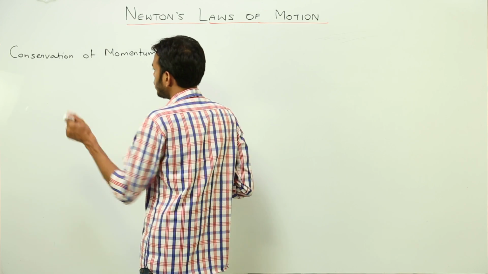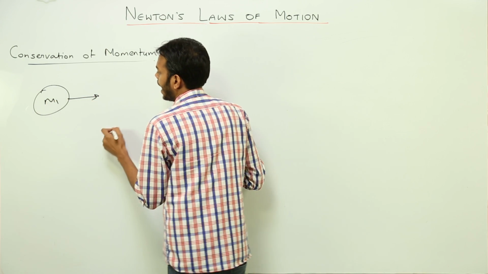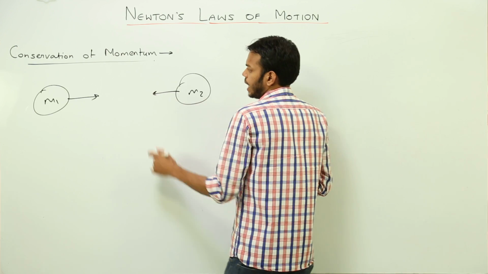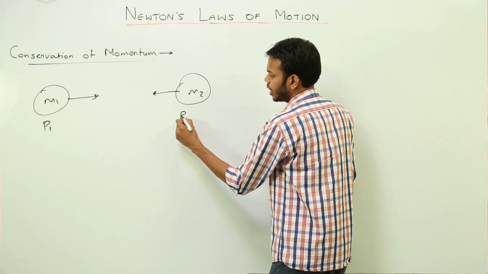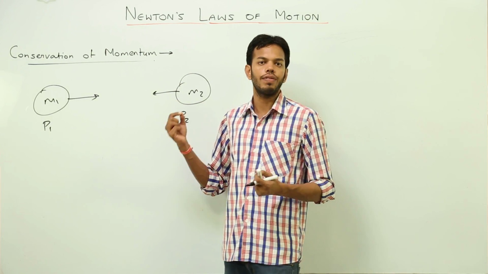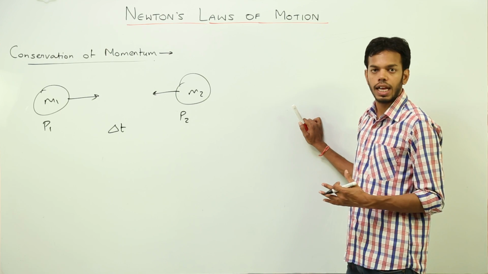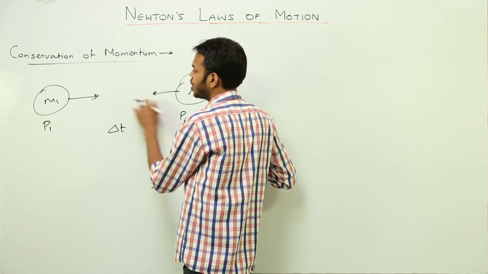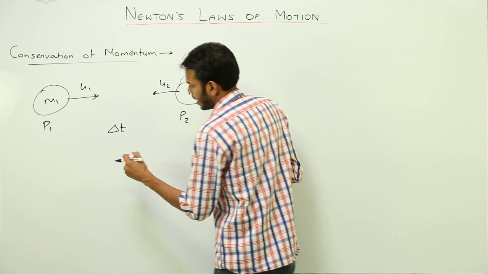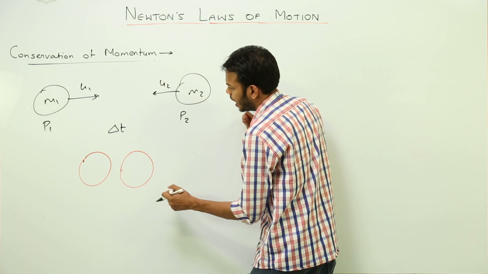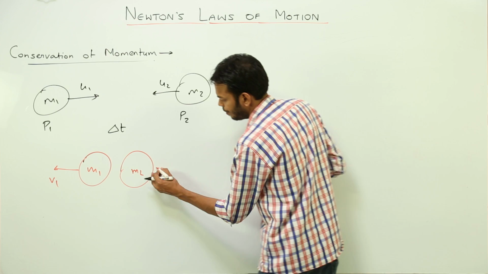So let's prove it. Consider a system having two bodies of mass m1 and m2. Let us say the initial momentum of this body is p1 and the initial momentum of this body is p2. Let them collide for a very small time interval delta t. That means they are mutually interacting. Initially they have velocities u1 and u2, and after collision they are going with some other velocities, let us say v1 and v2.